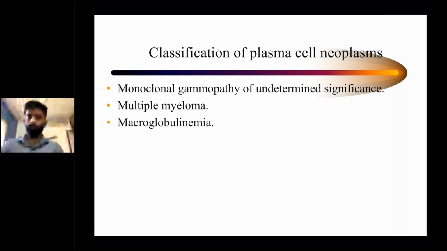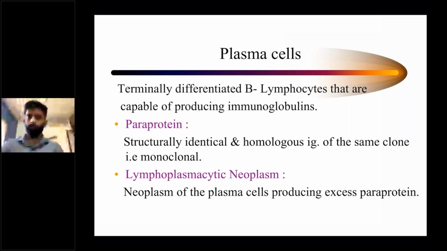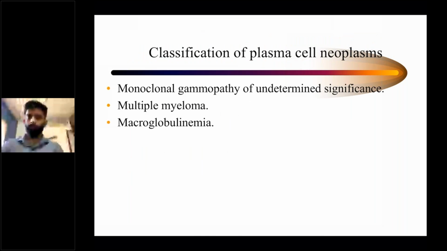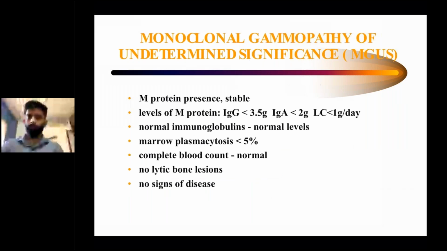Moving on to the next slide. Sorry, that was the previous slide. So first one, monoclonal gammopathy of undetermined significance, MGUS. Here there is an M protein presence.